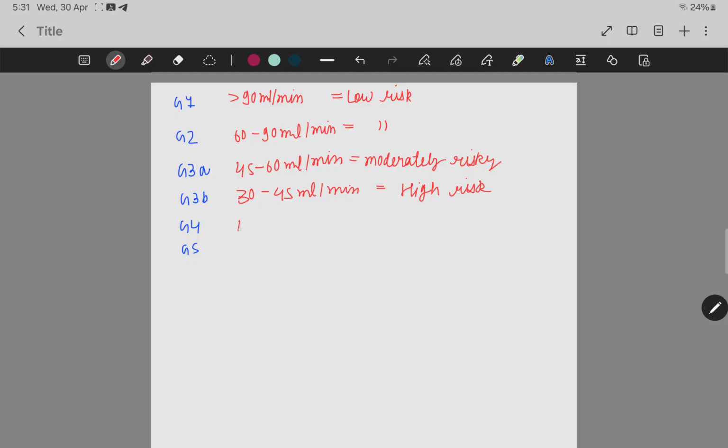For G4, the value is between 15 to 29 ml per minute. This is very high risk. And for G5, it is lower than 15 ml per minute.